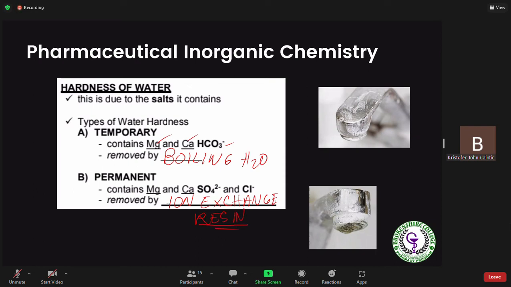Again, why is there a hardness of water, or the white unremovable stain found in our sink, faucet, and toilet? Because of the salts that are found in our water. So to remove this, you can use this one or use the ion exchange resin.